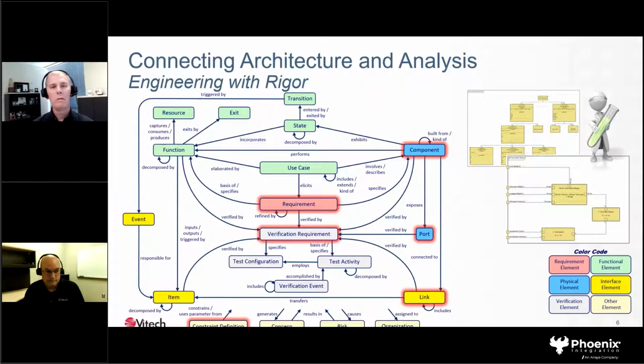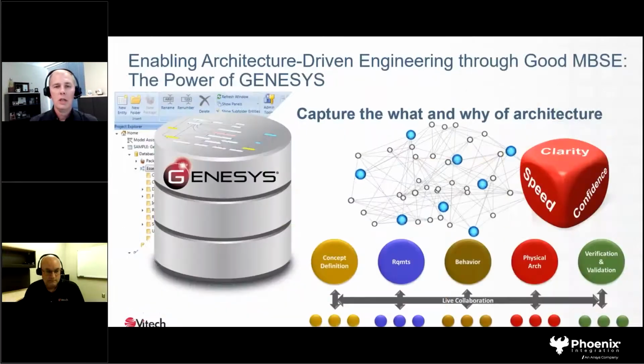Now, this is the information model, the fundamental philosophy that underpins what we do at Vitech. GENESYS then leverages this in three primary ways. It allows the systems engineering team to capture what they are doing and why they have done it, from first expression of need all the way through architecture and verification. At the system level, it gives us a complete picture of problem and solution.